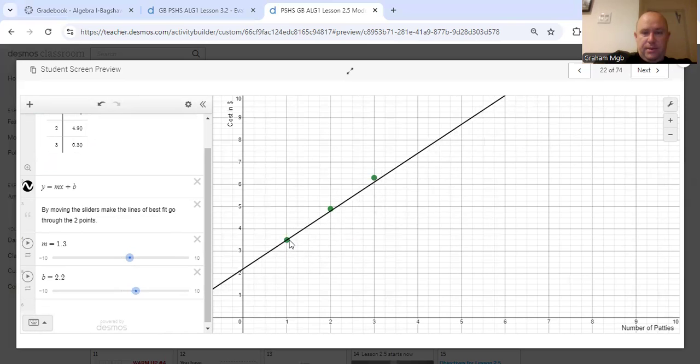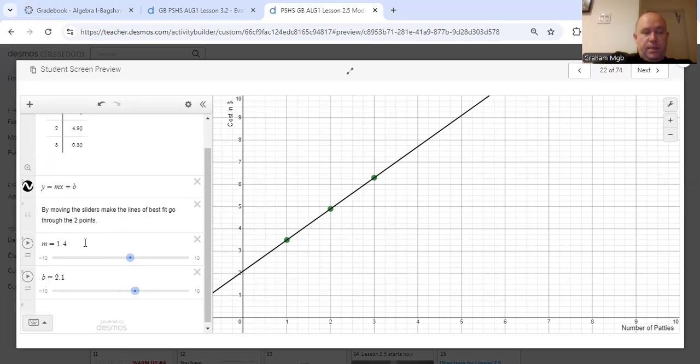And you can see it's going through this first point, but it's going slightly under these points, which means the slope is not quite steep enough. So let me make it just a little bit bigger. And I think we got the perfect line right there. So the slope is 1.4. The y-intercept is 2.1.